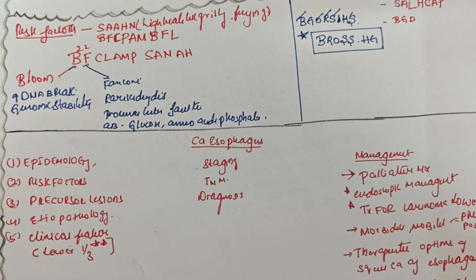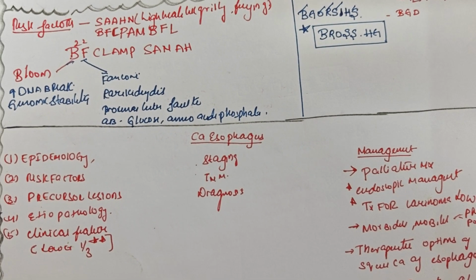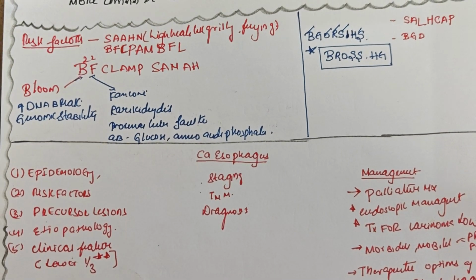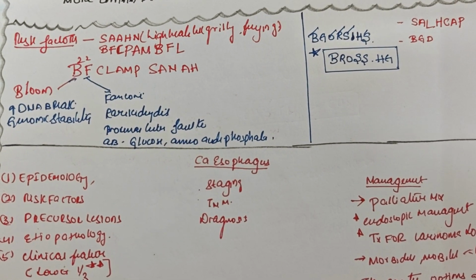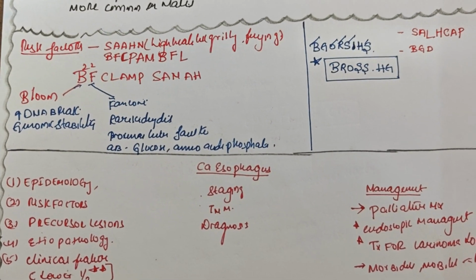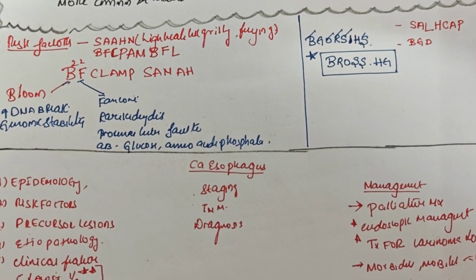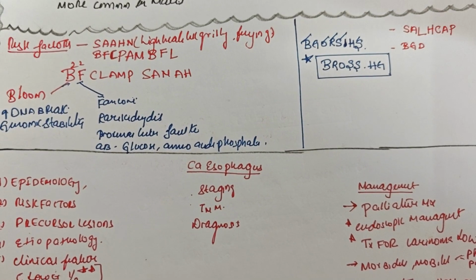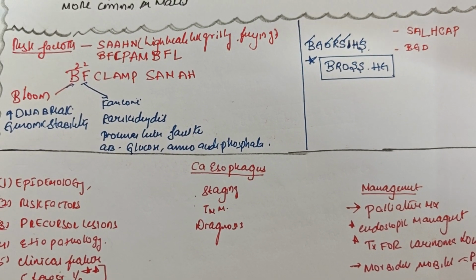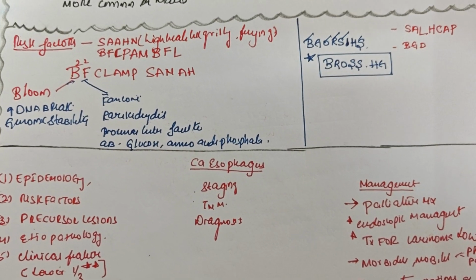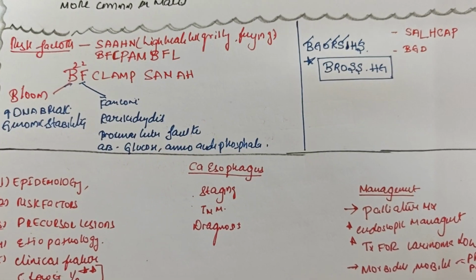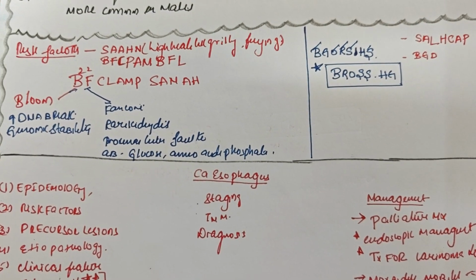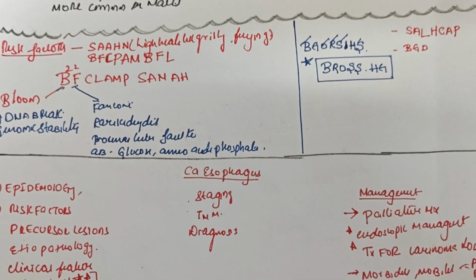Next is L, which I have already discussed. L is low socioeconomic status. Then A for alcohol, alcohol plays an important role. M for micronutrients deficiency, like vitamin A, E, C, B1, B2, selenium, molybdenum, magnesium and manganese. P for Plummer-Vinson syndrome. S for smoking.